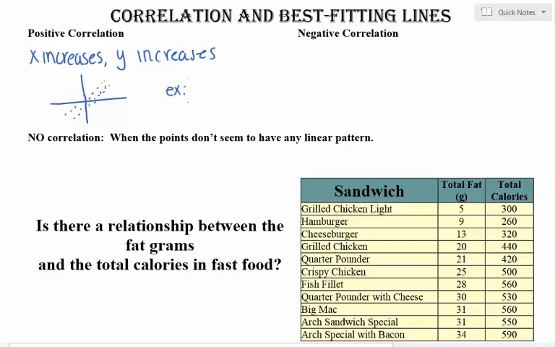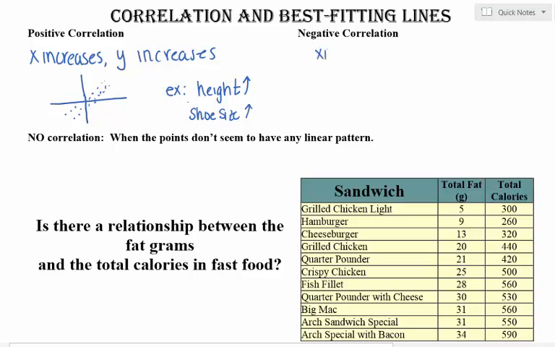So as an example, as your height increases, theoretically, your shoe size also increases. And again, it's not perfect, but we know that they have a positive correlation.